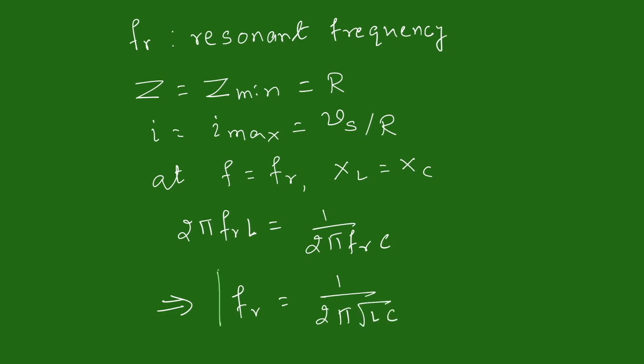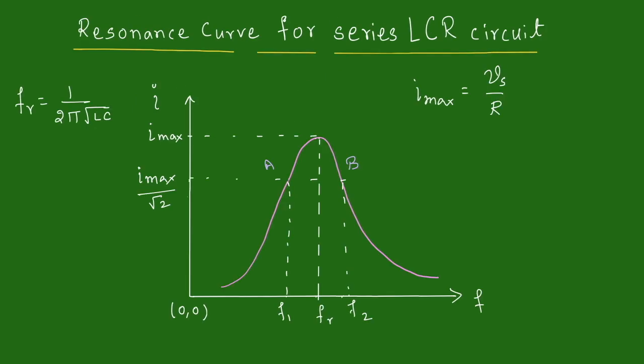From this equation for the resonant frequency, we can see that resonant frequency of series LCR circuit depends on the value of inductance and capacitance in the circuit. It is independent of pure resistance in the circuit. So, what is the concept of resonance in series LCR circuit?